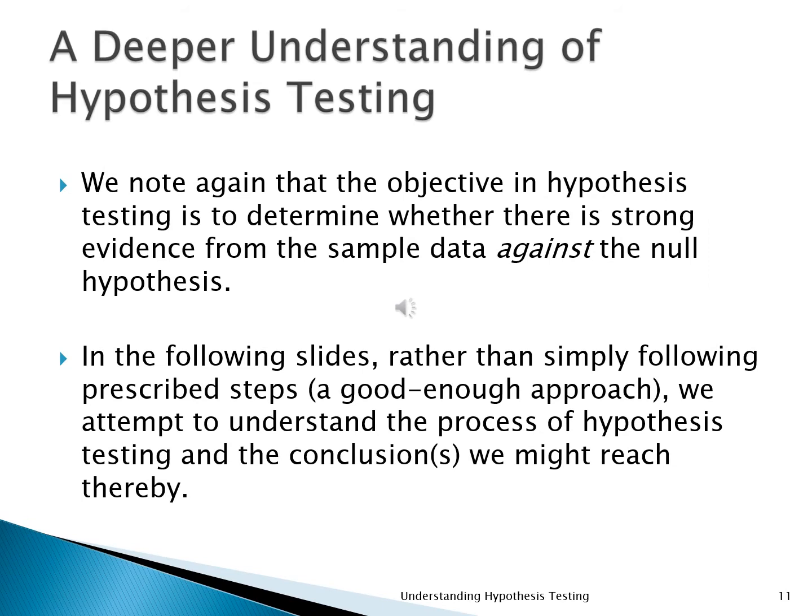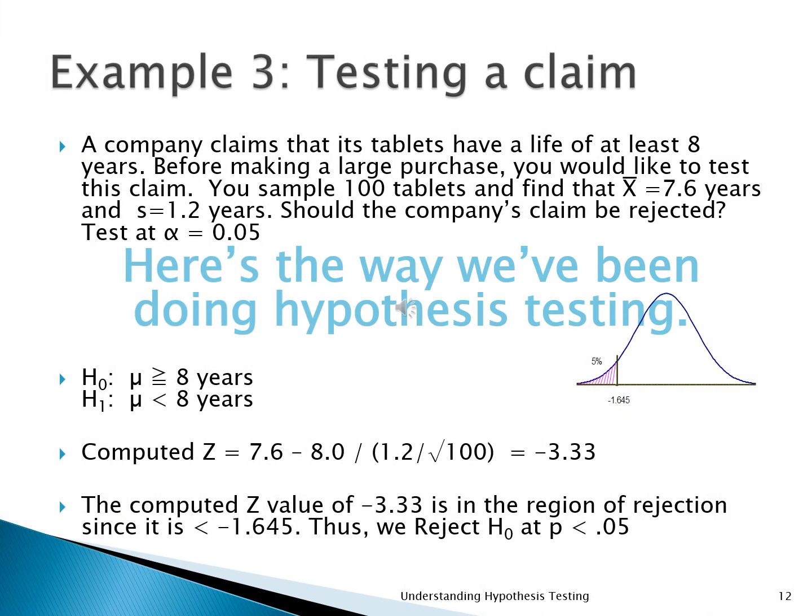We're going to try to give you a deeper understanding of hypothesis testing, looking at it a slightly different way. This is what we've been doing. A company makes a claim that its tablets have a life of at least 8 years. You want to test the claim. So what do you do? You took a sample of 100 tablets made by this company. Now you find that X bar, the sample mean, is 7.6 years with a standard deviation of 1.2 years.